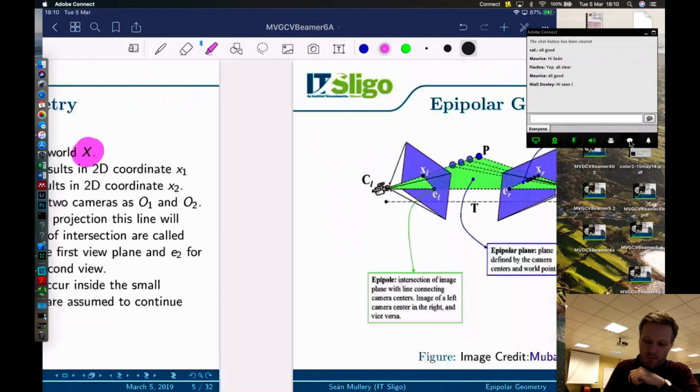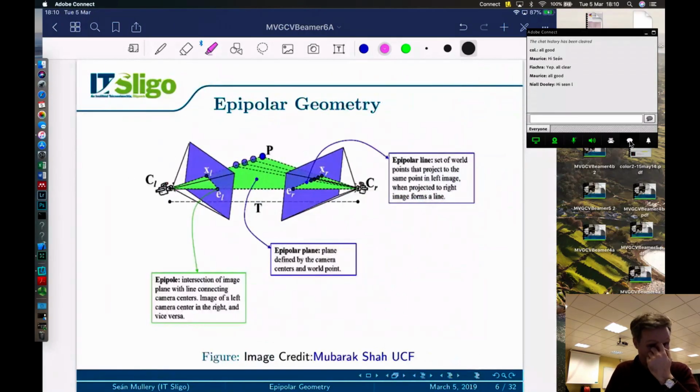So we have a diagram of what I've just been describing here. Shout out to Mubarak Shah from University of Central Florida, where I got this diagram from. If you click on his name there, that should bring you straight to the point in the YouTube video where he describes this. So if you want another explanation of it from him, you can go and do that.